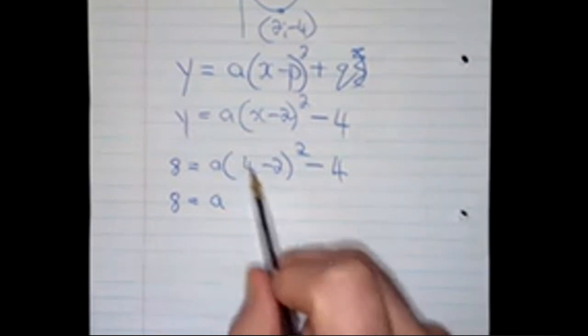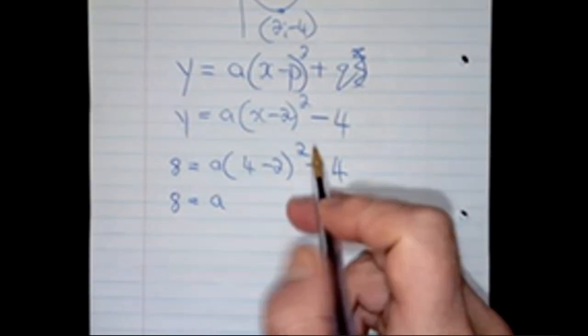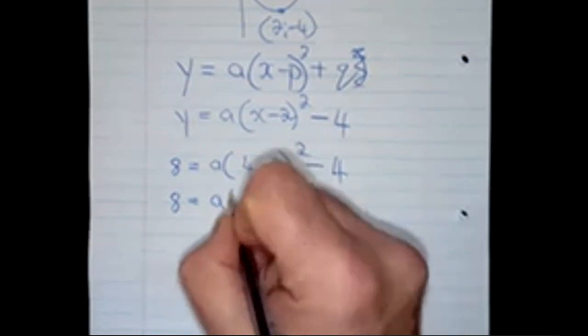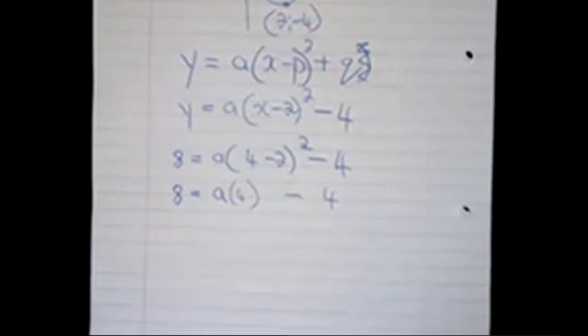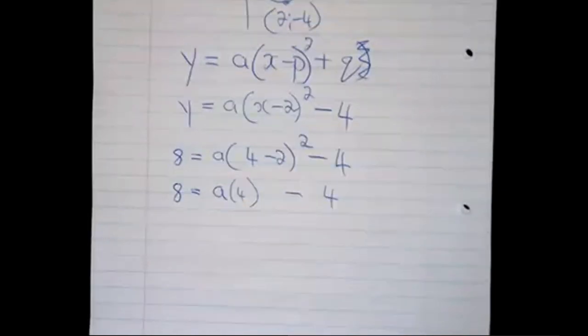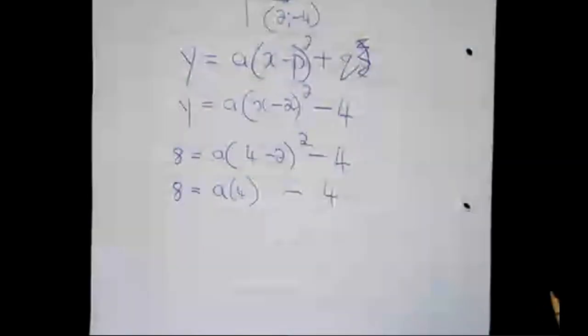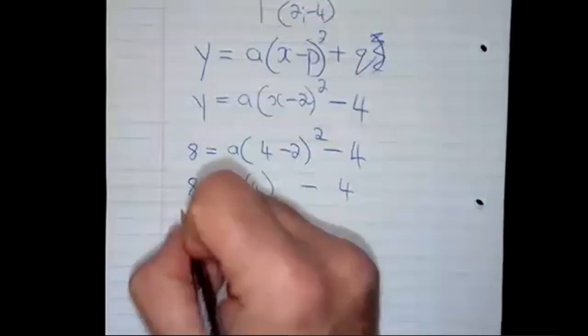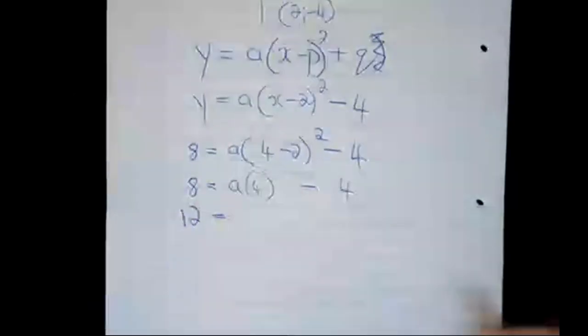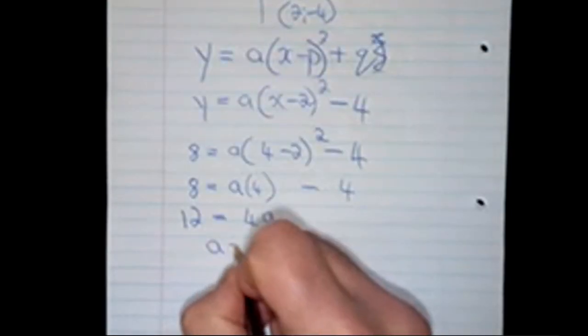So 4 minus 2 is 2, and 2 squared is 4. So that's a 4. Now, what do you guys think the mistake is that my learners make? Yeah, they go 4 minus 4. But of course you can't, because you know BODMAS. So that minus 4 goes there. So that's 12. And then we have 4a over here. So a is 3. Yes.